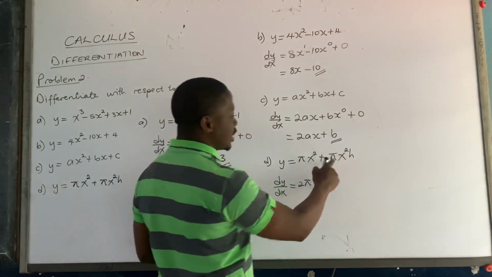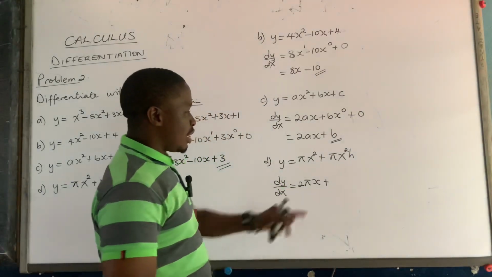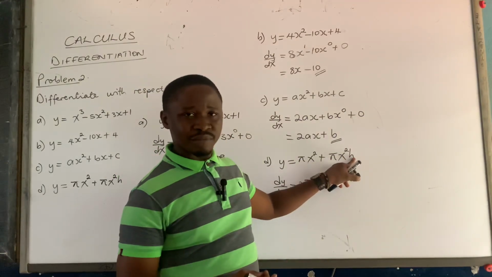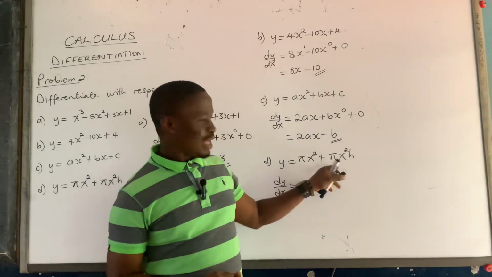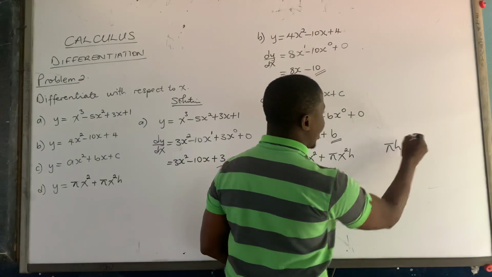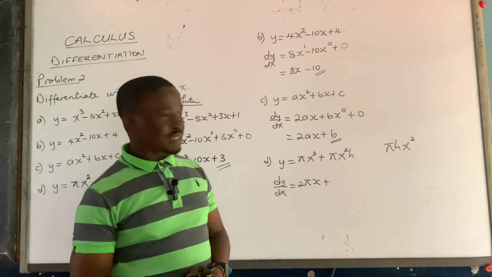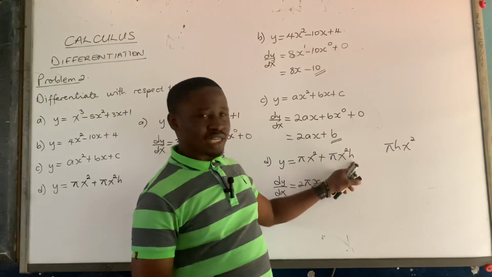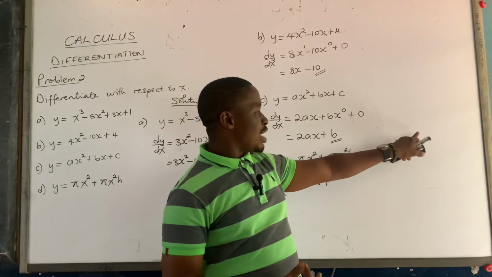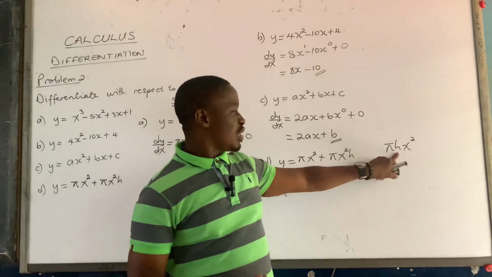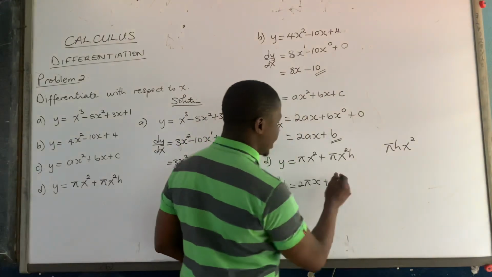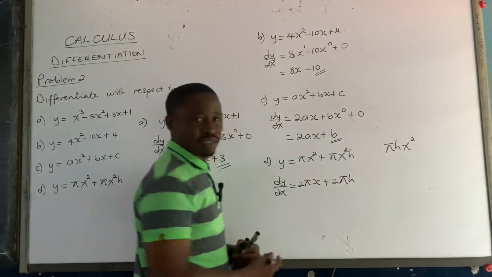Plus, the power is 2. What is the coefficient? The coefficient is pi h. So this is like we have pi h x squared. Yes, pi x squared h can also be written as pi h x squared. The variable is x, the power is 2, the coefficient is pi h. So to differentiate this, what do we do? The power multiplies the coefficient. So 2 times pi h is 2 pi h.